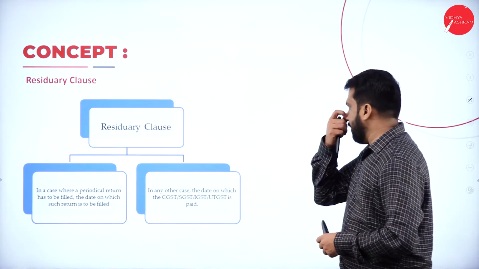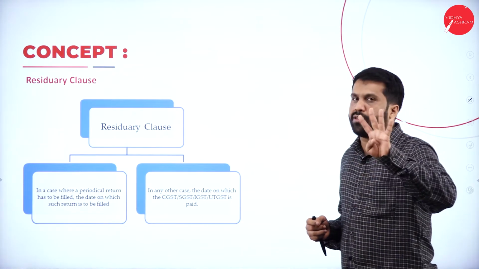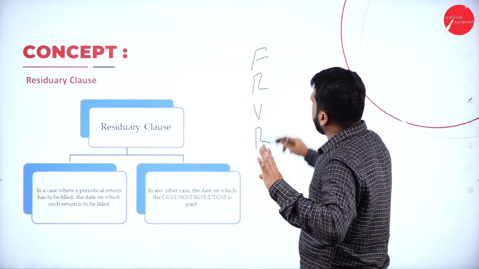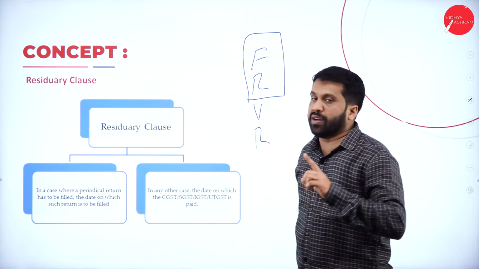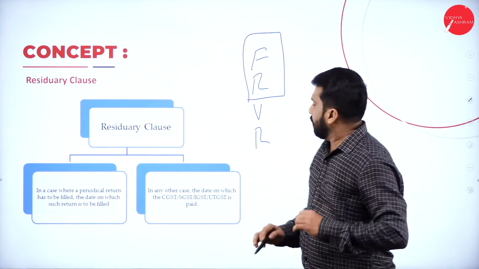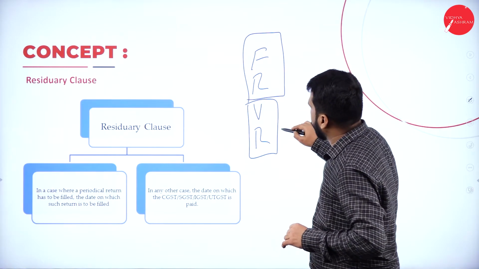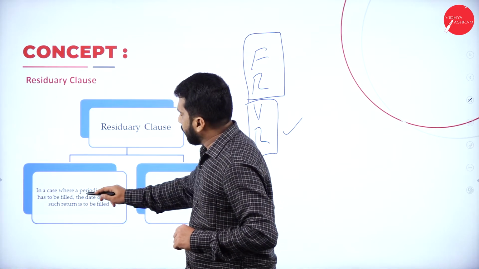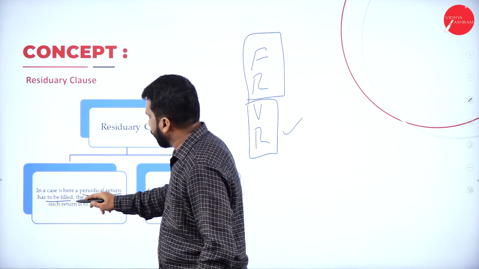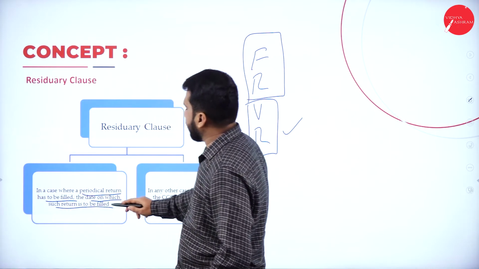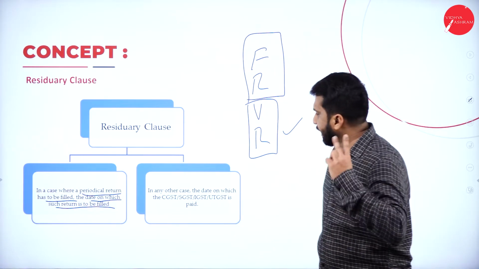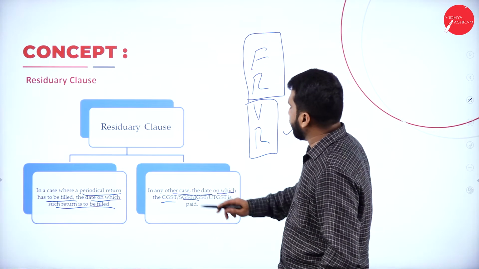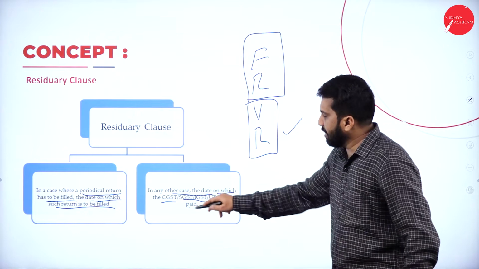The next topic will be your residual class. We have total 4: forward, reverse, vouchers, residual. Forward and reverse we will discuss in the next session. Voucher and residual we are doing now. Now, residual class: in case where periodical return has to be filed, the date on which such return is to be filed. Or second one, in any other cases, the date on which CGST, SGST, IGST, UTGST is paid.